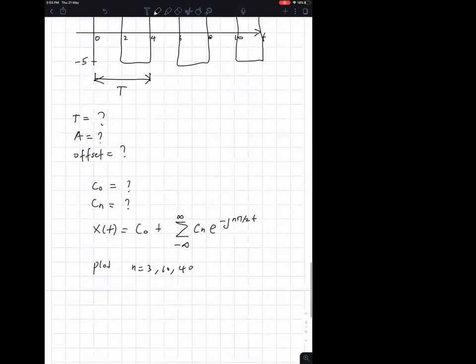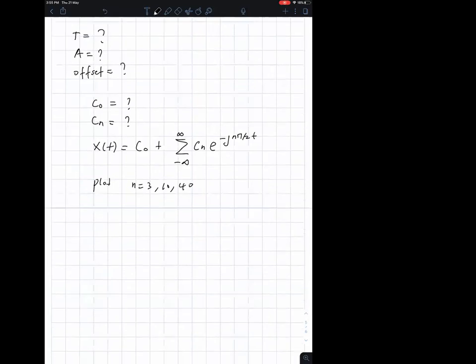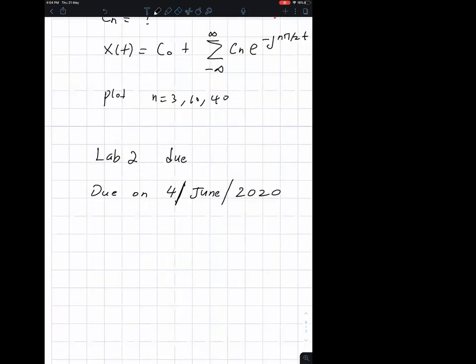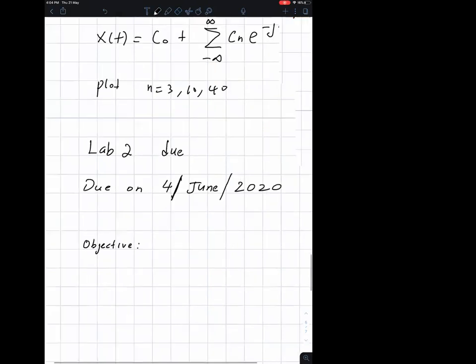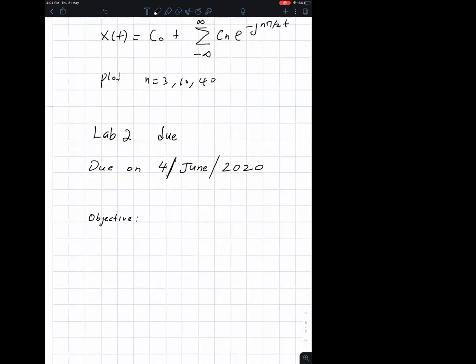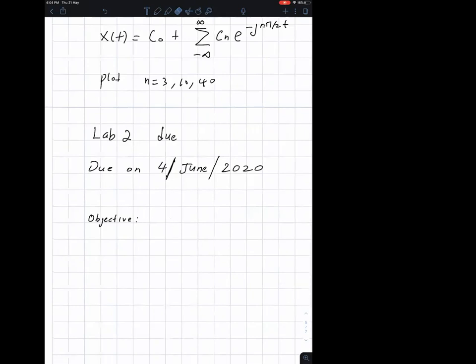Okay, Lab 2. It's a two-sentence lab report, just an objective statement. For example, and don't copy mine: the objective is to learn how to derive. I'm just writing something. You just write what you feel like doing.